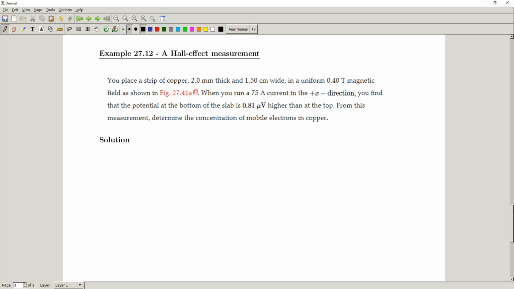Well, we want the concentration of mobile electrons. The concentration of mobile electrons is the concentration of charge carriers, so we want n, and we know that nq is equal to minus JX BY over EZ. That's just the Hall effect. So we can quickly rearrange this and end up with n is equal to minus JX BY over q EZ.